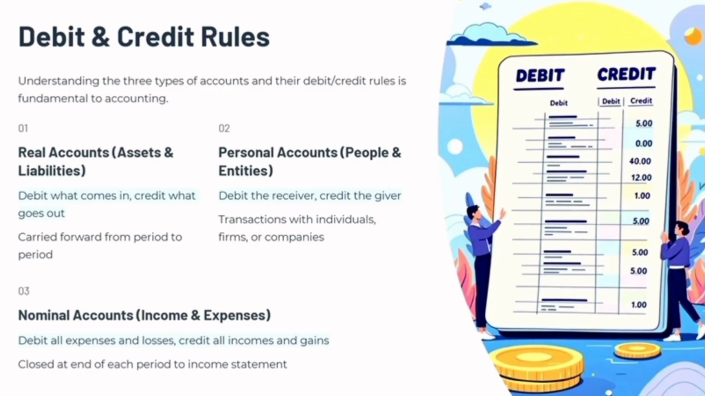Personal account. A personal account relates to the people and organizations such as customers, suppliers, and the owners. It records transactions with the individuals, firms, and companies. Rule, debit the receiver, credit the giver. Last one, nominal account. A nominal account deals with the income, expense, gains, and losses of the business. These accounts close at the end of each financial year and help calculate profit or loss. Rule, debit all expenses and losses, credit all incomes and gains.